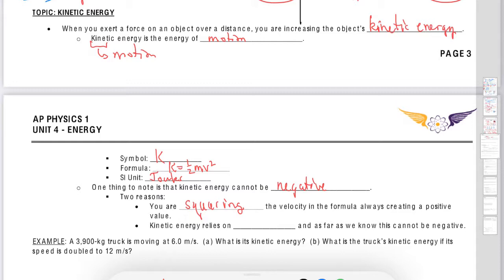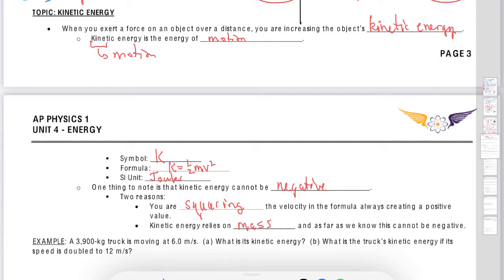The second reason is that there is a mass reliance of kinetic energy. As far as I know, and I don't know if there's any current research out there about this, mass at this point in time cannot be negative. Maybe in the future they'll find something where it can be, but at this point in time, mass can't be negative.